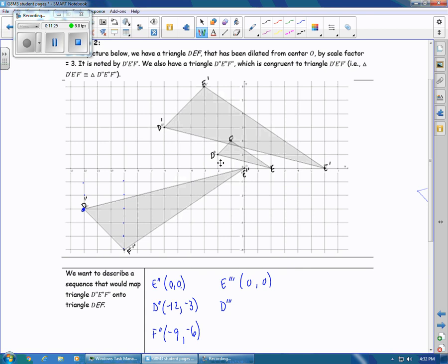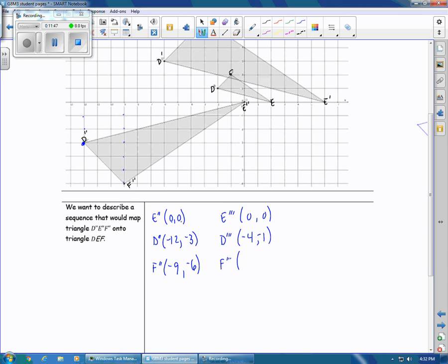D triple prime is going to be at negative 4, negative 1. And F triple prime is going to be at negative, you know what, I did that kind of fast probably for some of you. So I'm multiplying everything by my scale factor, and I did it in my head for D double prime, but for F double prime, it would be negative 9 times 1/3, which would be negative 9 over 3, which is going to be negative 3. And then I'll do the same thing with negative 6 times 1/3, which is negative 6 over 3, or negative 2. Hope that helps you. I'm going to erase that work, but I just wanted to add that in there so you knew what I was doing.